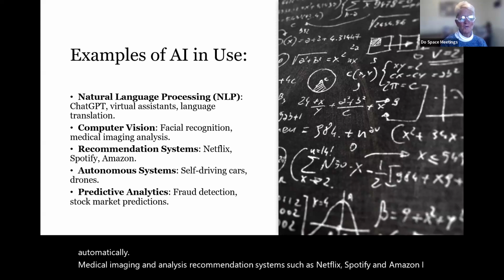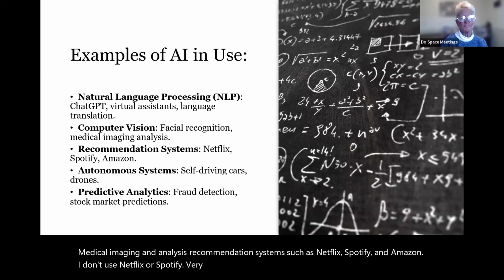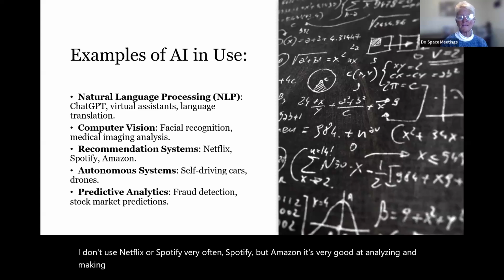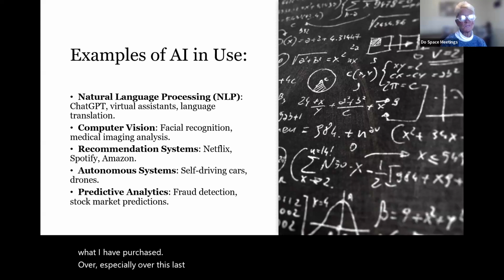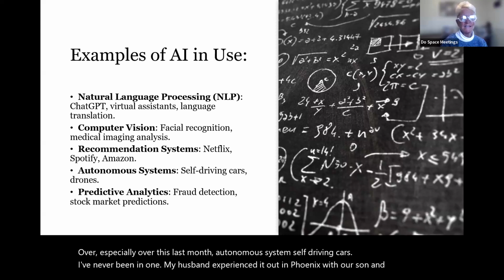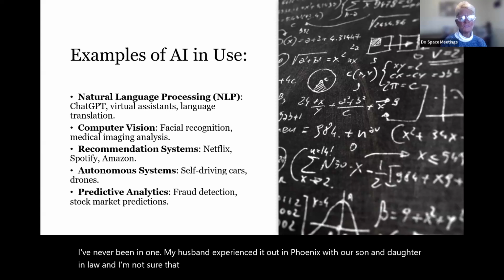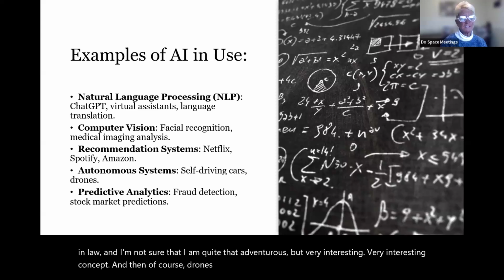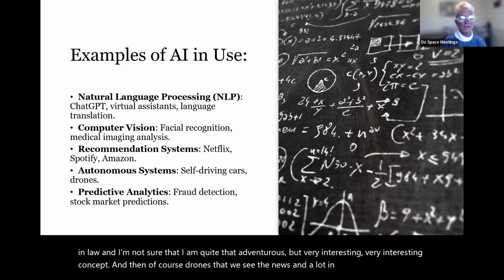I don't use Netflix or Spotify very often, but Amazon, it's very good at analyzing and making recommendations for me as to perhaps what else I should buy from my searches and what I have purchased, especially over this last month. Autonomous systems, self-driving cars. I have never been in one. My husband experienced it out in Phoenix with our son and daughter-in-law, and I'm not sure that I'm quite that adventurous, but very interesting concept. And then of course drones that we see in the news and a lot in the Omaha area.